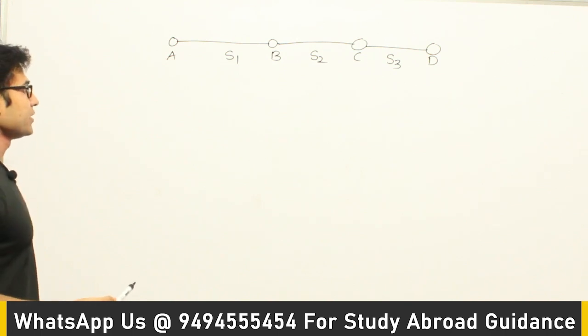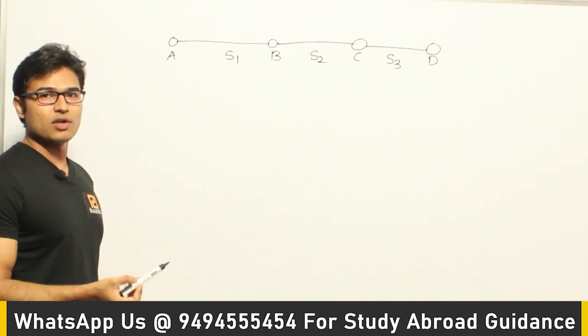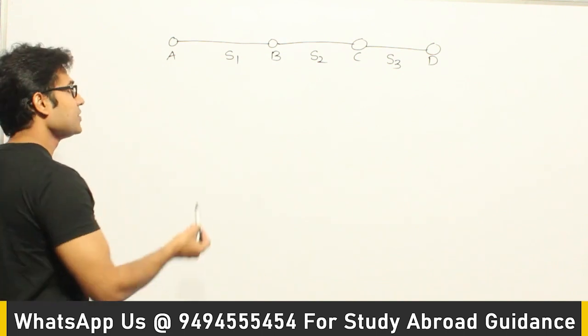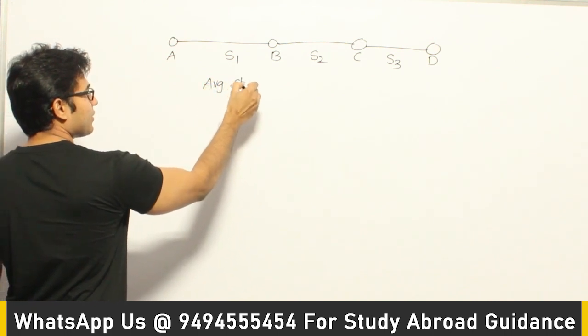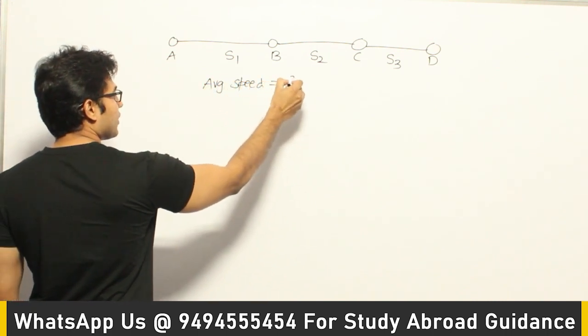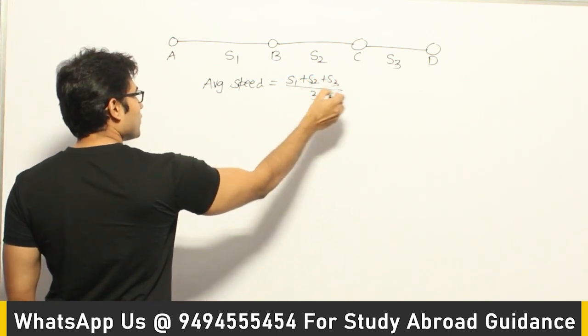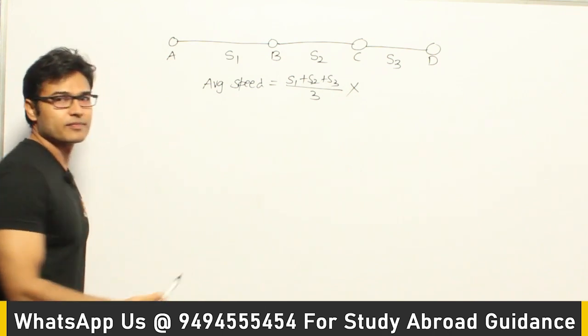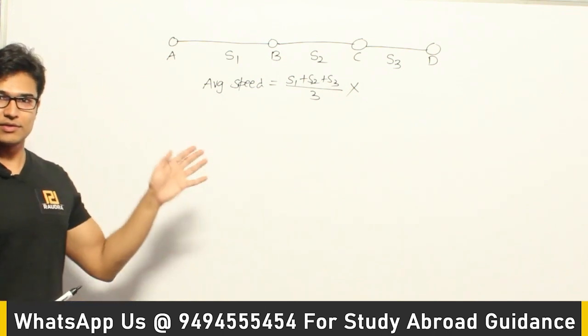One thing you should note here is average speed is not always the average of all the speeds, right? So which means you cannot write average speed is equal to S1 plus S2 plus S3 by 3. So this is not always true, right? Yes, this might be true under some conditions, but then this is not always true.